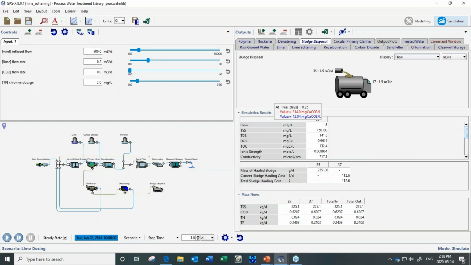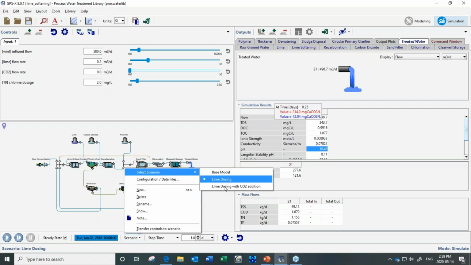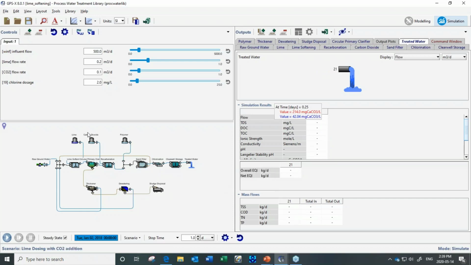And again, if we look at the treated water, we can see that our water pH is pretty high right now because we are adding lime, but we are not adding any carbon dioxide. So we are not doing any recarbonation. Now if I were to try lime dosing with CO2 addition, in which case I'm adding 100 meter cube per day of CO2, then I can run my simulation again and look at what will happen to my effluent water here.